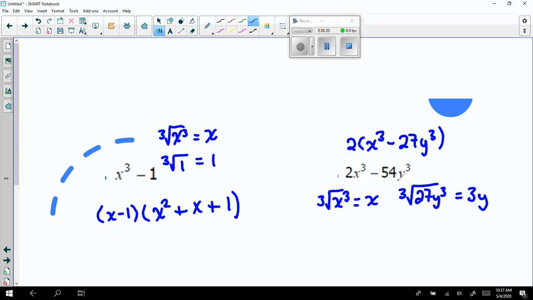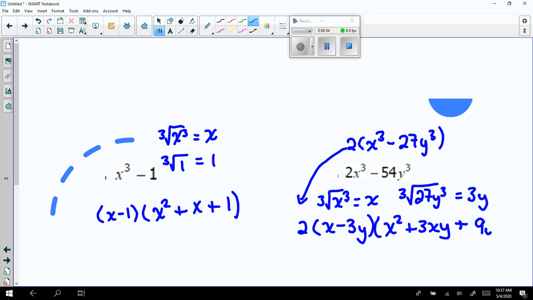So I'm going to put the 2 on the outside, and I'm going to do x minus 3y. Square the first term, which is x squared. Then add the product of these two terms, so this is going to be 3xy. And in standard form, it's always best to put it in alphabetical order. And then add the square of the last term, which is 9y squared. And then you're done.